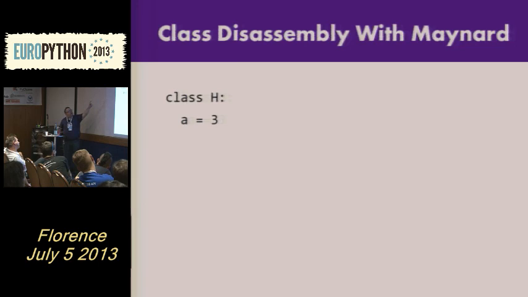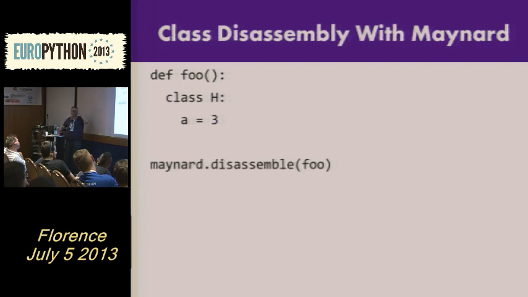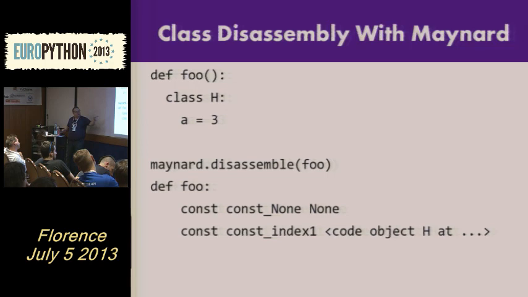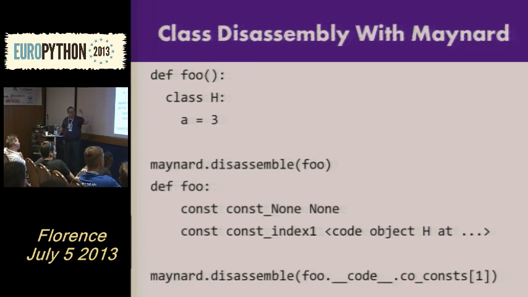So what you do is you declare your class, and you do all the stuff you want to do inside of the class, and you take that and you put it inside of a function. Then you disassemble the function with Maynard, and then you look through the output, and you're going to see const index, then a number, and then the code object that represents the body of the class. Then just take this and pull it straight out of, see, I told you I was going to run out of time. You pull it straight out of the code object and disassemble that again, and that's going to give you the body of the class object.